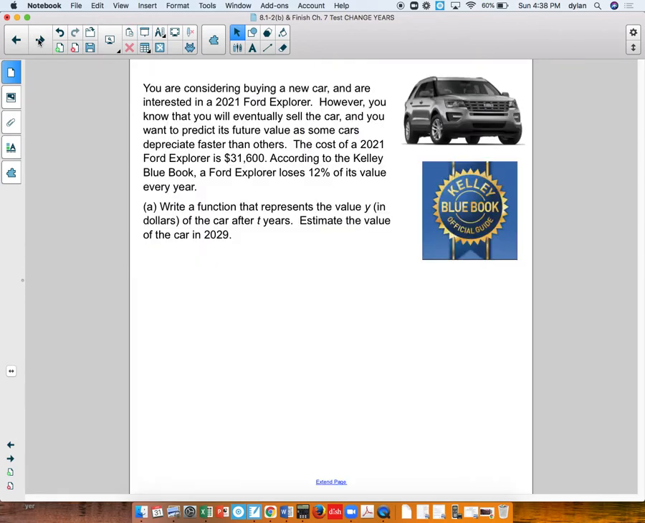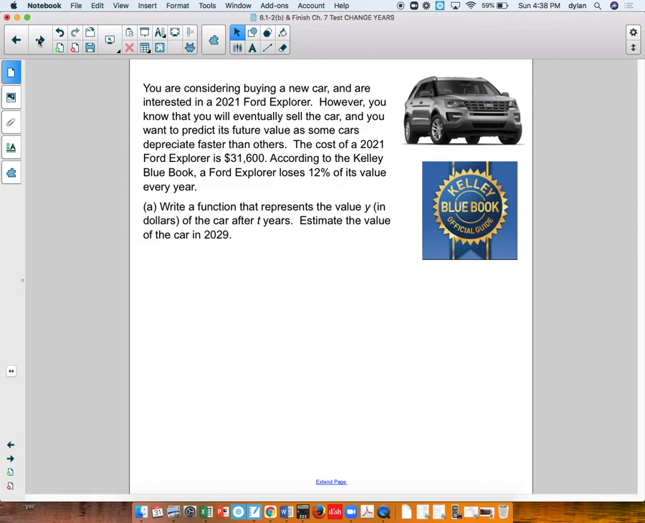Imagine that you wanted to buy a new car, and specifically you wanted to buy the newest model of the Ford Explorer. But you also know that at some point you're going to sell this car, and you want to be able to predict how much it'll be worth at that time. Because cars depreciate, or in other words, decrease in value at different rates. And that's an important factor to consider when you're buying a car, especially if you're buying a new car. So there's a company called the Kelley Blue Book, which used to actually be a blue book, but is now mostly online, that will tell you used car information.